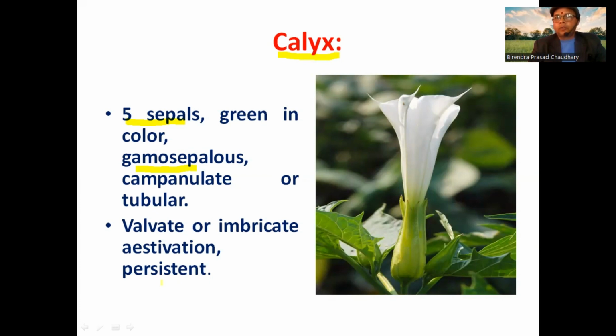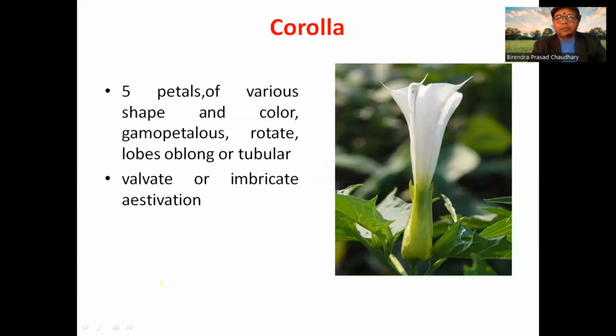Like in tomato or brinjal, you see that at the base of the fruit, the green leafy structure is found. That is the calyx. Calyx can remain without shedding. So these are the things about the calyx. Next thing is the corolla.